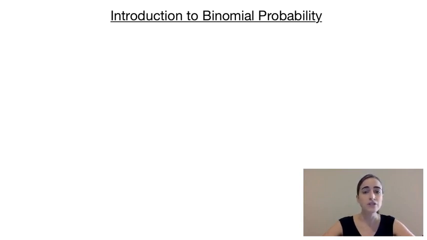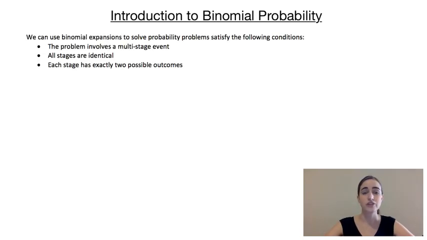To be able to solve a probability problem using binomials, it has to satisfy certain conditions. For us to be able to use the binomial theorem in probability, the problem we're looking at needs to involve multi-stage events. Every single stage has to be identical to the one before it, and each stage has to have exactly two possible outcomes.